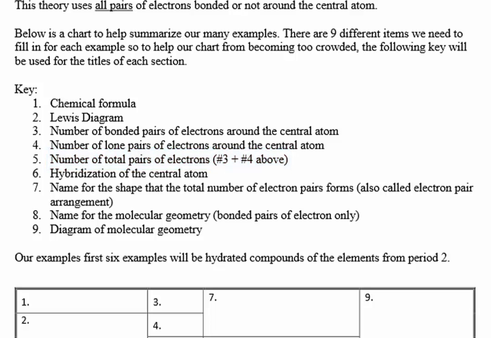As we have seen with hybridization, the central atom is going to need hybrid orbitals for its bonded and non-bonded pairs of electrons. And since in box number 5 we know how many pairs total of electrons there are around the central atom, we can therefore figure out what the hybridization is, and that will be recorded in box 6.